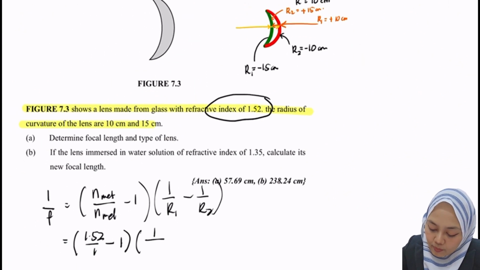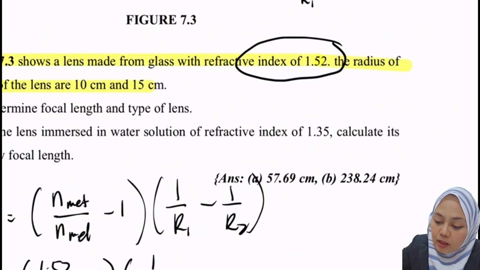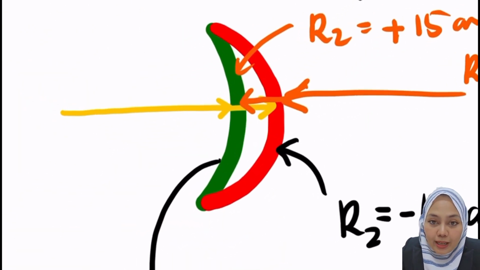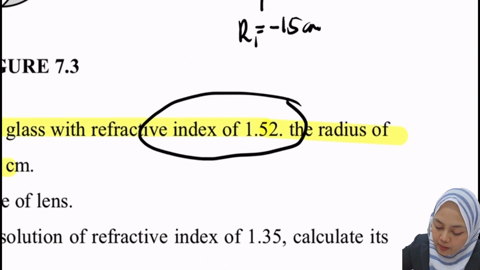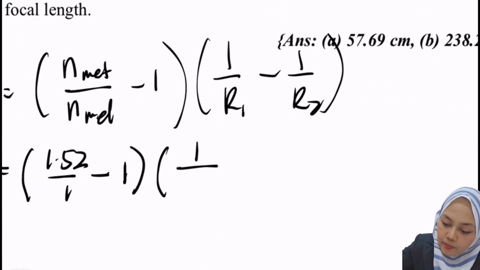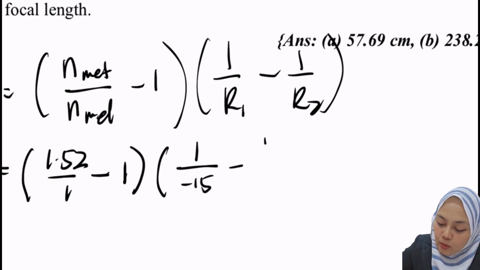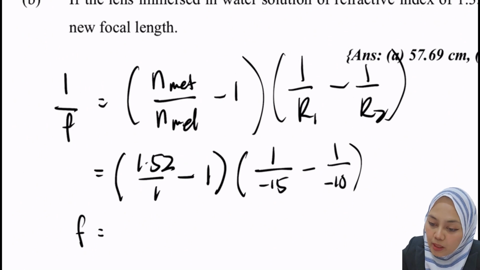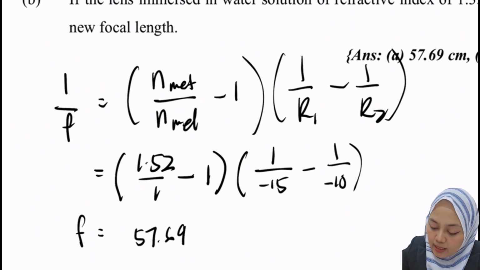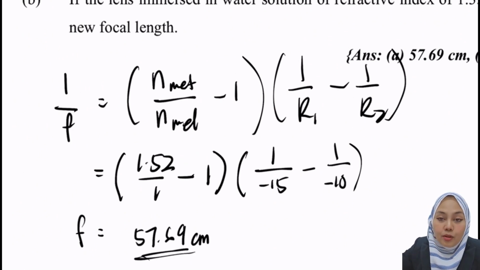Okay, so for this one, we're going to use the yellow light rays first, which is negative 15 and negative 10. So we're going to add in here negative 15 minus 1 over negative 10. Your final answer for the f should be 57.69 centimeters. Okay, you got that one.